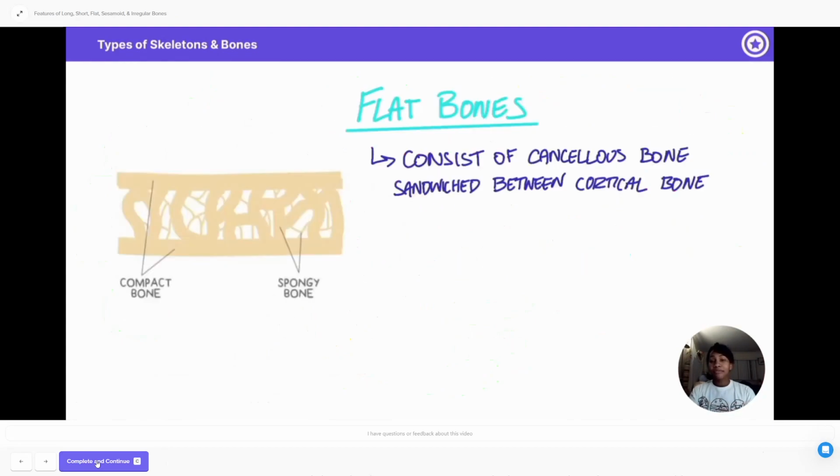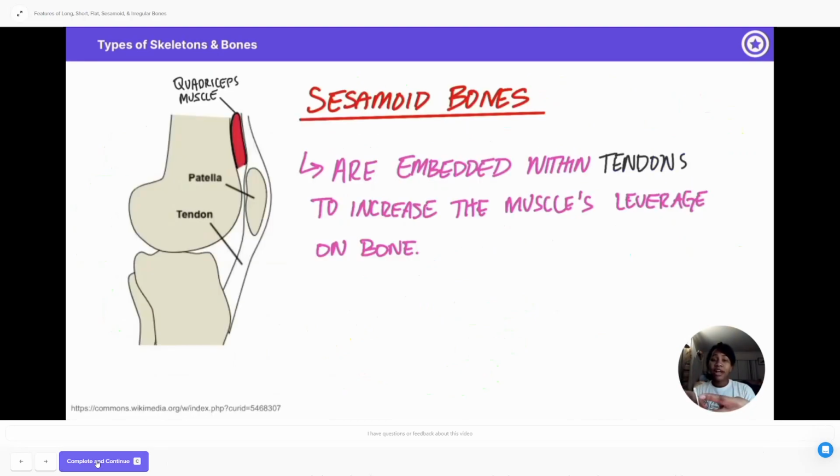And next up we have flat bones, which are exactly what they sound like. They're just sheets of bone that are made up of that hard cortical layer outside with the spongy bone located on the inside. Okay, so far we've had long bones, flat bones, and short bones. Now what exactly is a sesamoid shape? Well, sesamoid bones are actually named after sesame seeds because they're A, small, and B, they kind of resemble the oval shape of a sesame seed.